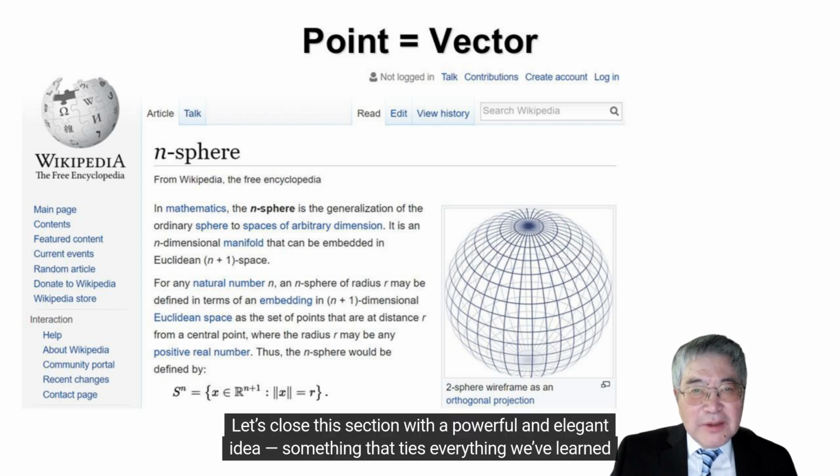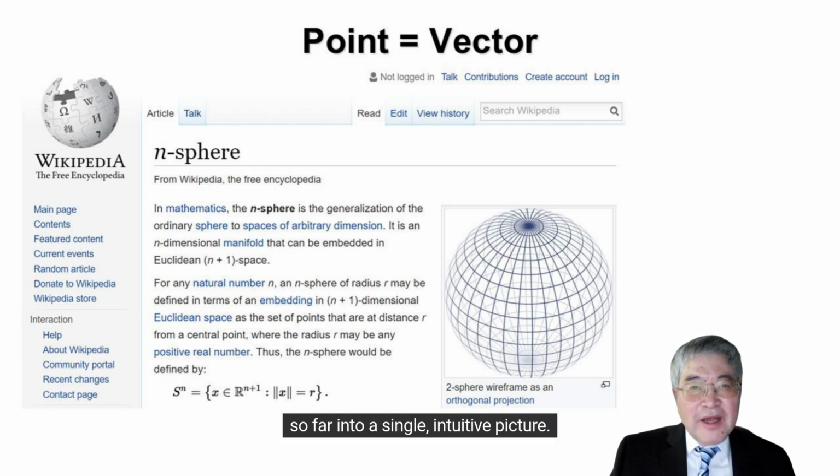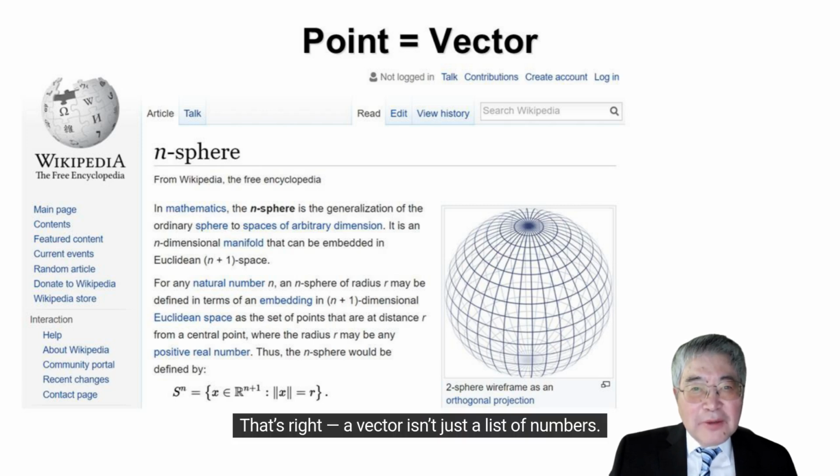Let's close this section with a powerful and elegant idea, something that ties everything we've learned so far into a single, intuitive picture. Every vector is a point. That's right, a vector isn't just a list of numbers. It represents a location in space.